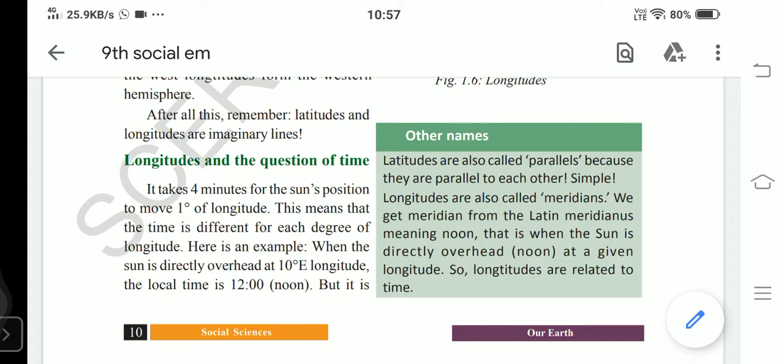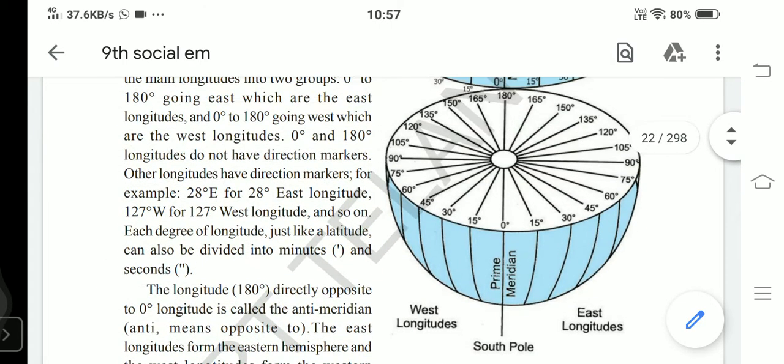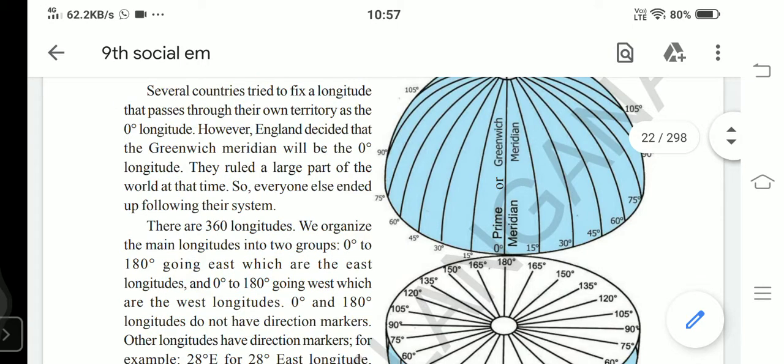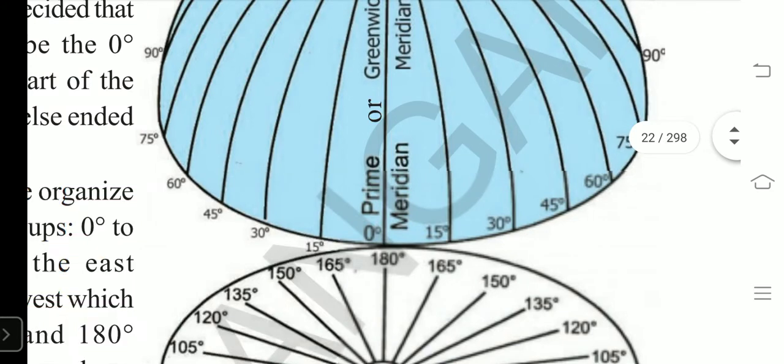It means that the time is different for each degree of a longitude. Understand? For each degree of longitude, the time is different. Look here, my dear students, I am showing you the 0 degree prime meridian. If it is 12 noon on the prime meridian, then towards its west, what do we find? 1 degree west longitude. Towards its east, we find 1 degree east longitude.